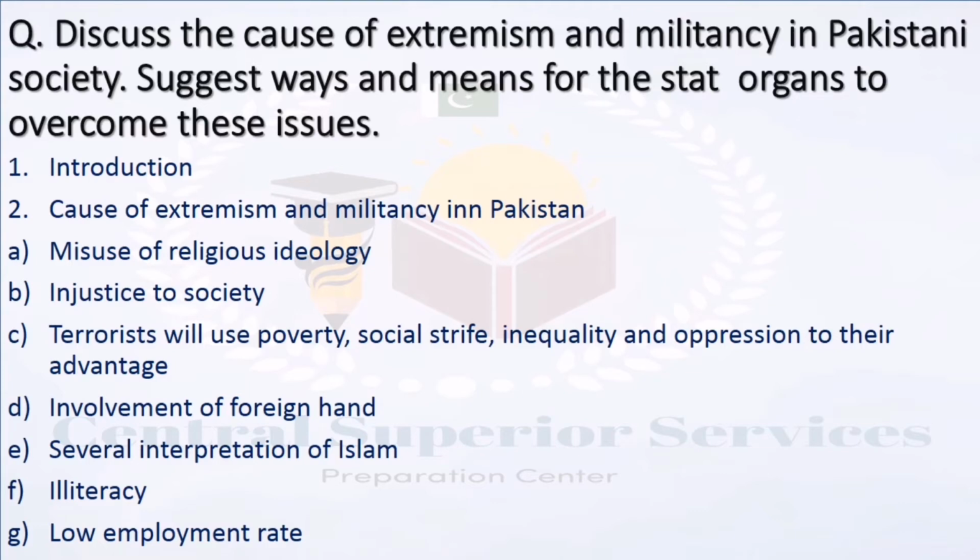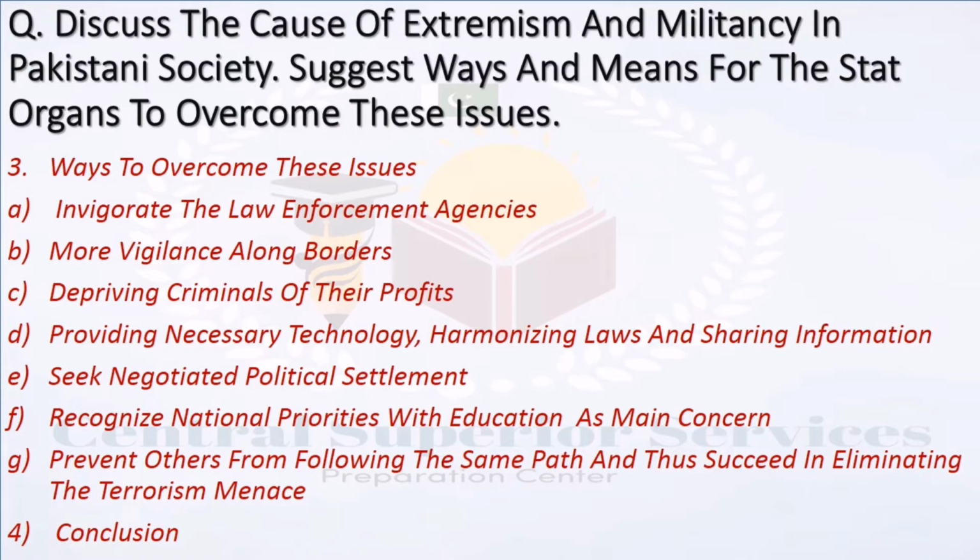Illiteracy, low employment rate. The third point is the ways to overcome these issues, such as invigorating law enforcement agencies, more vigilance along borders, depriving criminals of their profits, providing necessary technologies, harmonizing laws and sharing information, seeking a negotiated political settlement, reorganizing national priorities with education as the main concern, preventing others from following the same path, and thus succeeding in eliminating the terrorism menace. At the end we have a conclusion.